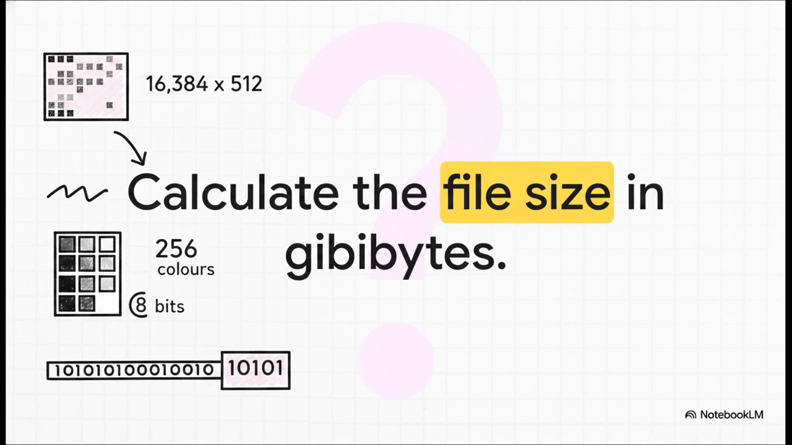We're given an image resolution of 16,384 by 512 pixels, but notice it says 256 colors. It does not explicitly give us the color depth in bits. And here is the real trick to this question. You have to realize that to represent 256 different colors, you need exactly 8 bits. Why? Because 2 to the power of 8 equals 256. So, boom, our color depth is 8 bits per pixel.